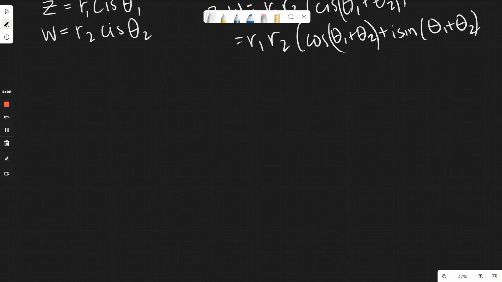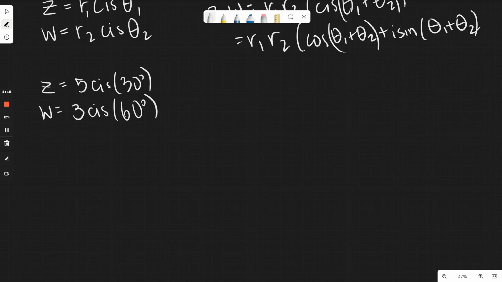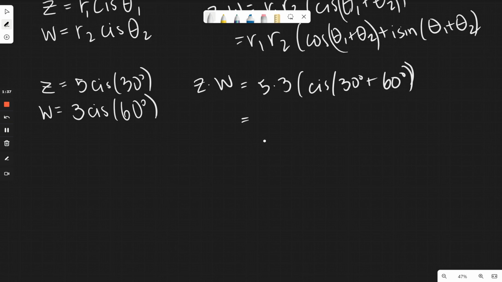So let's say we had two complex numbers. The first one we can call 5 cis 30 degrees, and the second one, let's call 3 cis 60 degrees. Well, the product of those two numbers is just going to be the product of their radii, so 5 times 3 times cis of theta 1, which is 30 degrees, plus theta 2, which is 60 degrees. So when we expand this out, we get 15 times cis of 90.